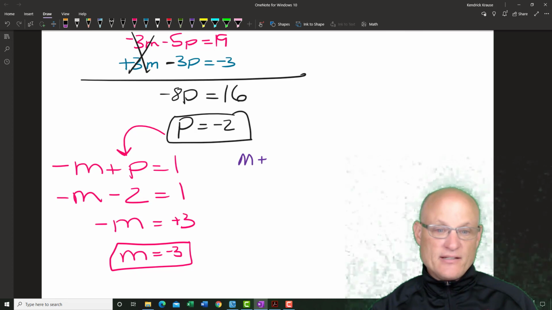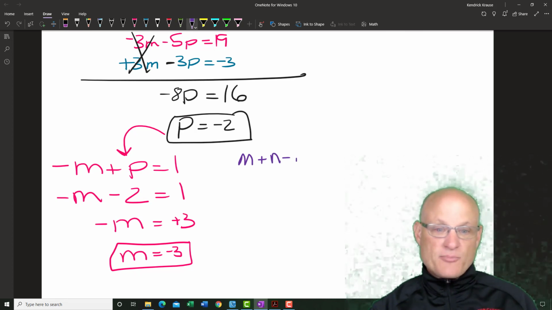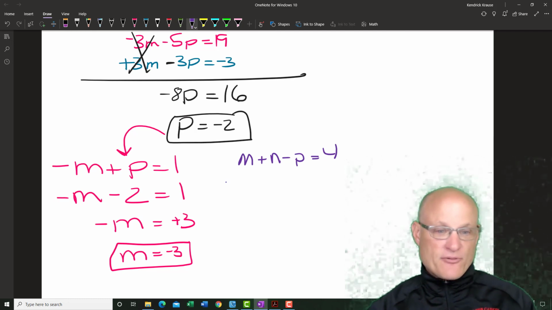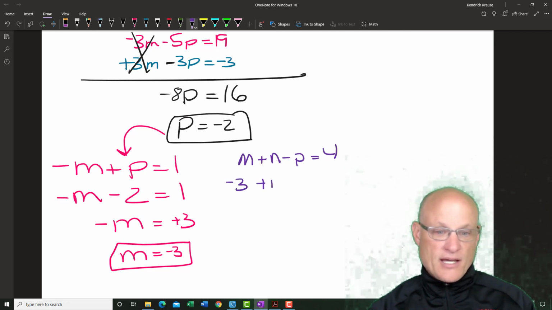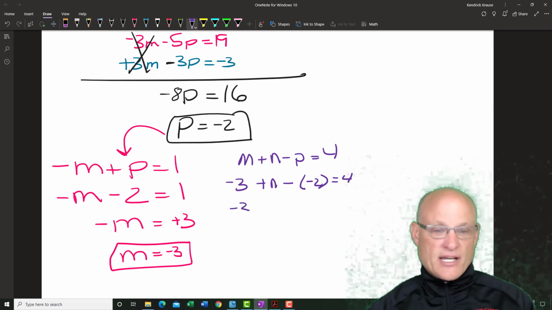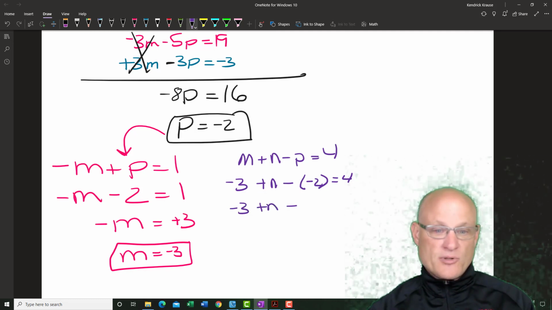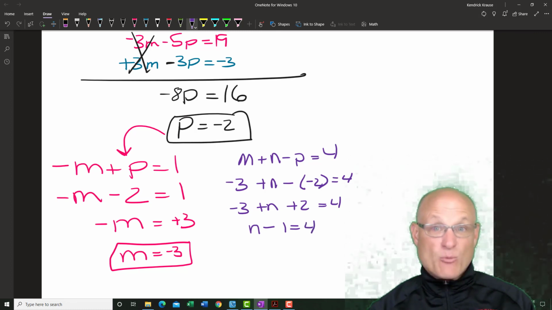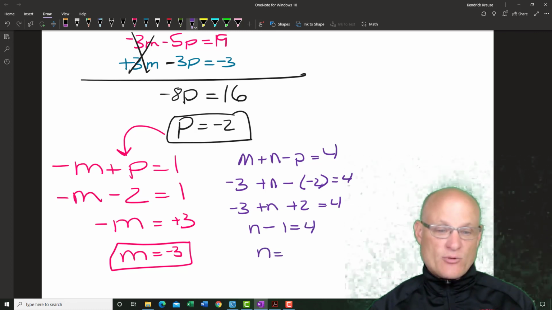M plus n minus p equals 4. So m is negative 3 plus n minus negative 2, really, because that's a plus 2, equals 4. Just be careful. So this is negative 3 plus n plus 2 equals 4. These two put together make negative 1, so n minus 1 equals 4. Add 1 to both sides, and I get n equals 5.